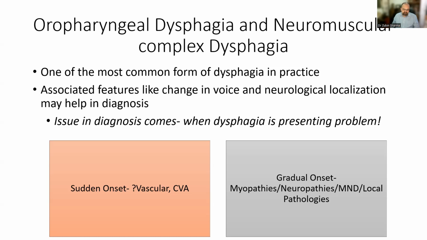dysphagia, which can sometimes happen with a lateral medullary syndrome or PICA syndrome, whereas more gradual onsets, which are the more difficult ones to diagnose, will point toward something like myopathies or neuropathies.